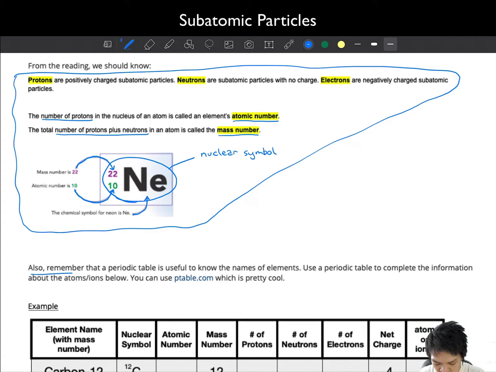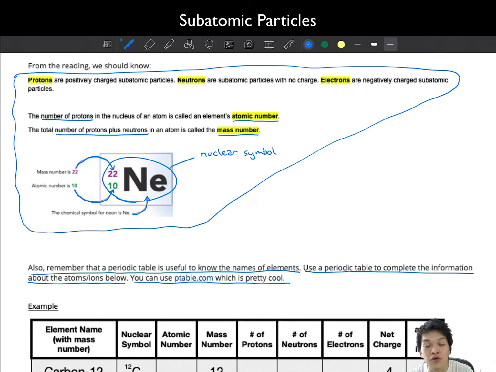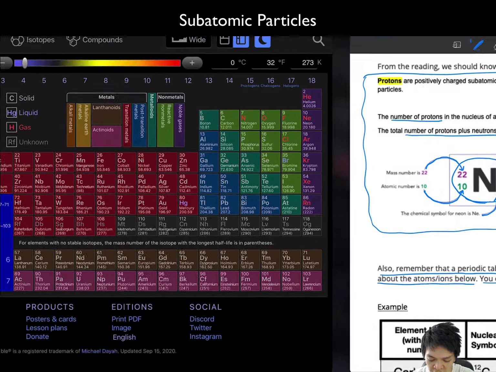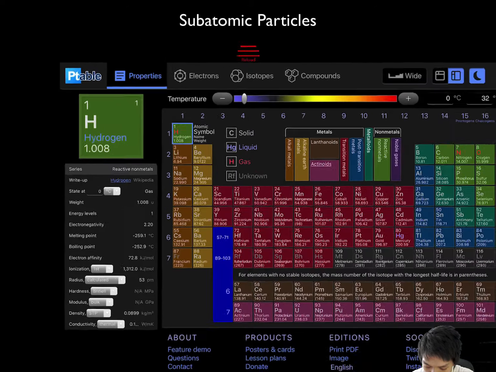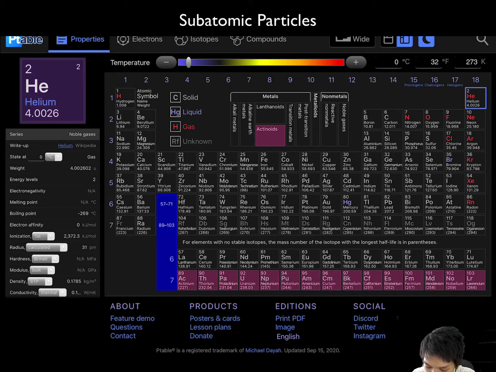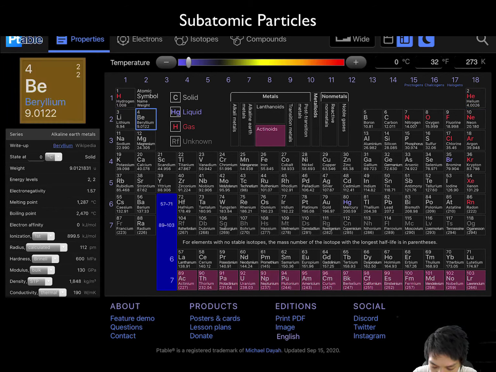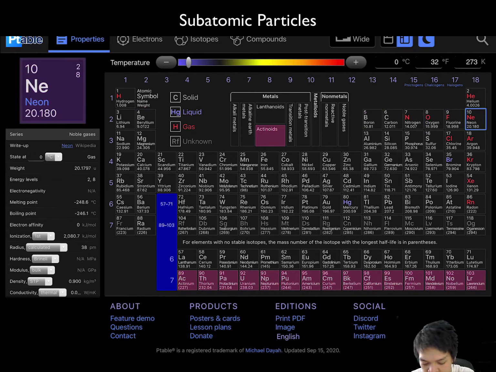Lastly, we have to also remember that the periodic table is useful for knowing the names of the elements. You can use a periodic table to complete the information about atoms and ions below. And you can use ptable.com, which is pretty cool. But realistically, you can use any periodic table you would like. Okay, ptable is just one that I found to be a pretty cool table. Very interactive. You can go from left to right. You can find out all the element names, and on the left hand side you got pretty much all of the information about the element. It's pretty cool in that sense.